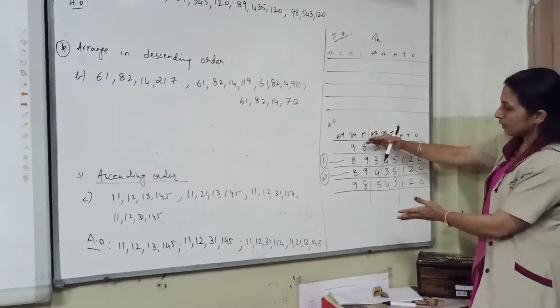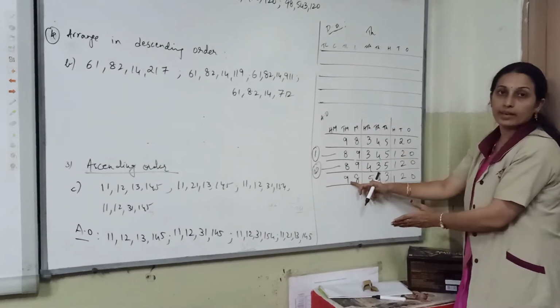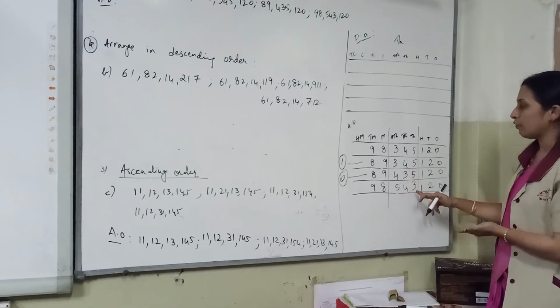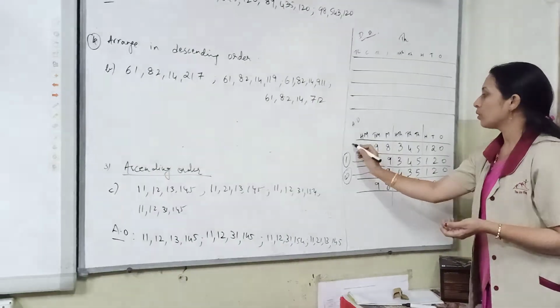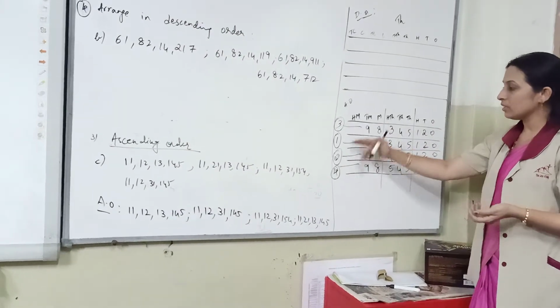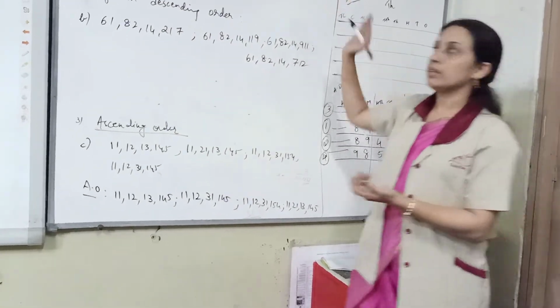Now compare these two numbers. 98 and 98 is the million period. Now check these two thousands periods. 345, 543. Which is the smallest one? This. So this will go as third and this will be your fourth. Now arrange this 1, 2, 3, 4 as per the ascending order.